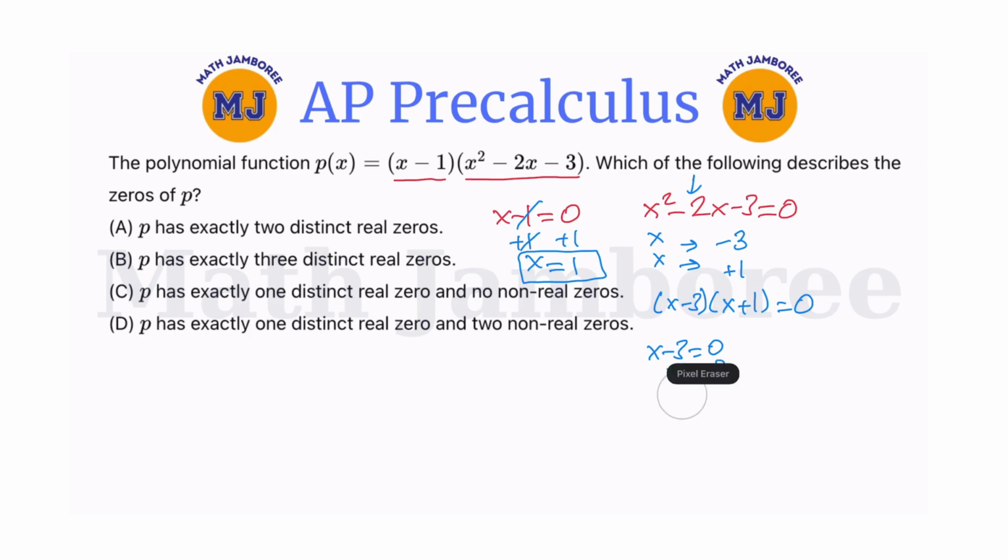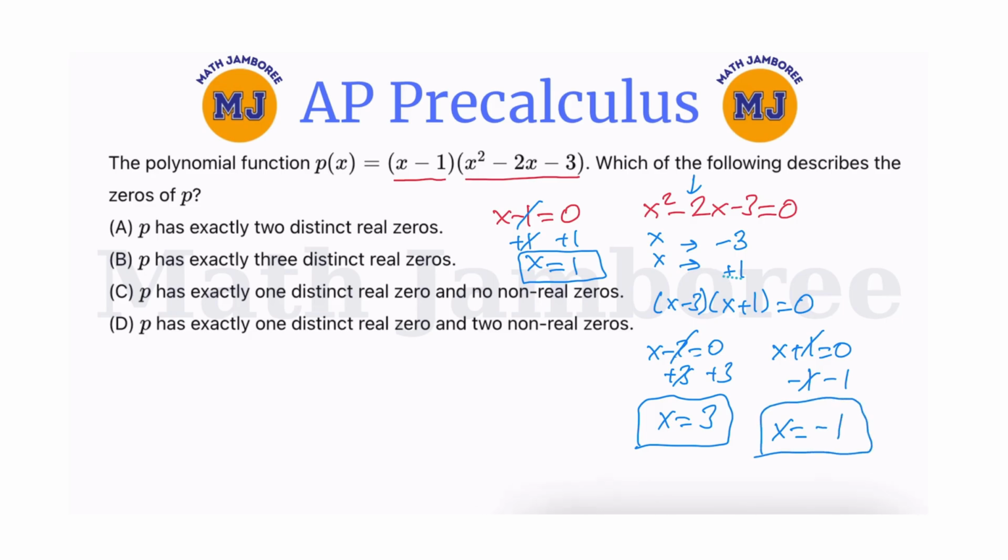Let me rewrite this more clearly. Sorry about that. No need to rush. x equals 3. And this one, x plus 1 equals 0. Take away 1 from both sides. x equals negative 1. So we have found the roots as negative 1, positive 1, and 3.